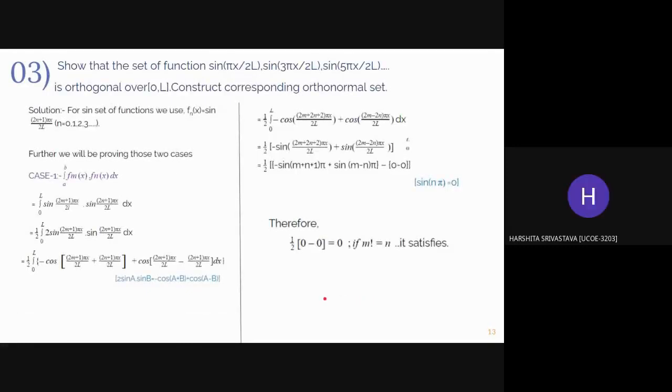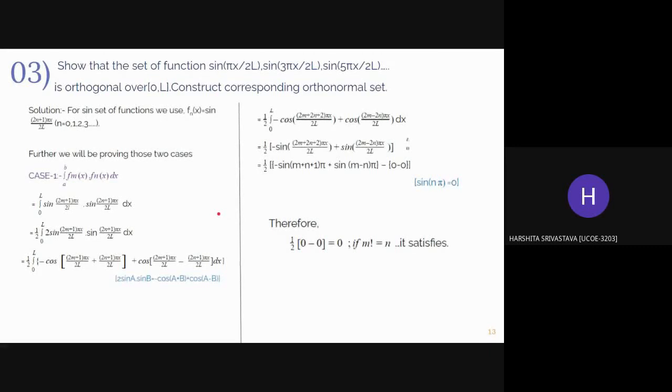A very pleasant good afternoon to one and all present over here. This is Harshita Srivastav, roll number 118 from the Comms Department, and today I am going to explain a sum on the basis of orthonormal set of functions. According to me, this is a very simple concept which will help you to distinguish between orthogonal and orthonormal sets of functions by solving this sum.